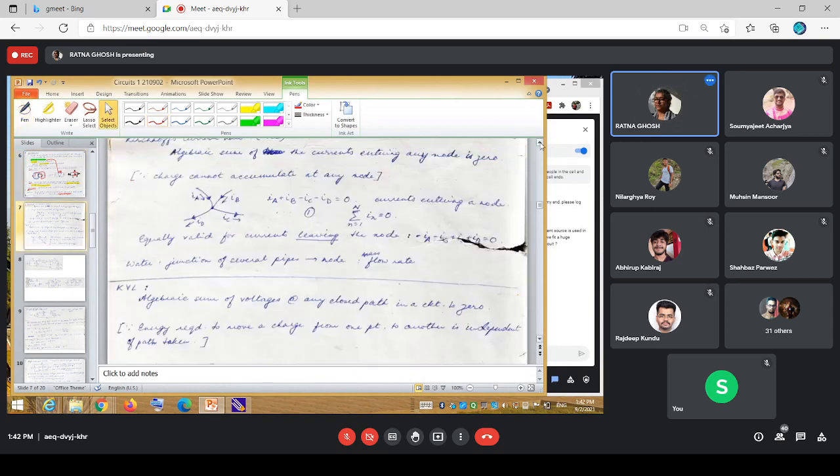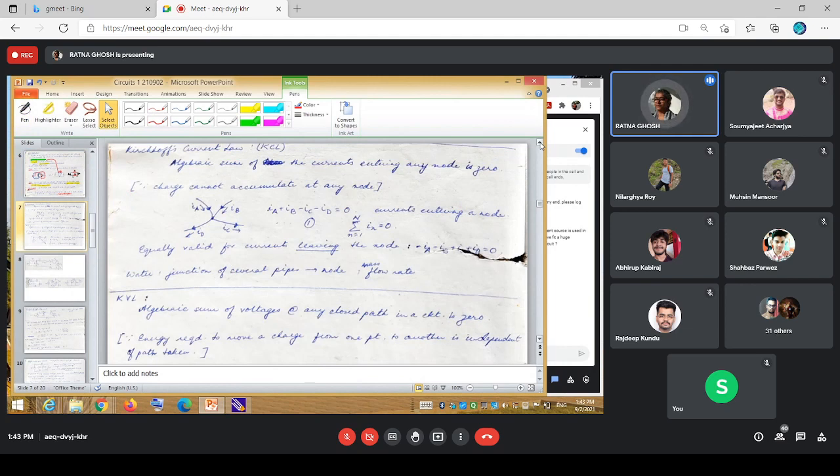Now, coming on to Kirchhoff's current law. First, let's start off with the current law. The algebraic sum of the currents entering any node is 0. As you mentioned correctly earlier, there is essentially no accumulation of charges at any particular node. If you have a node, you don't have any charges accumulated.